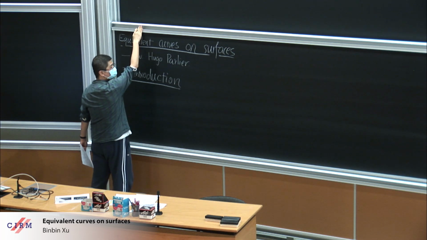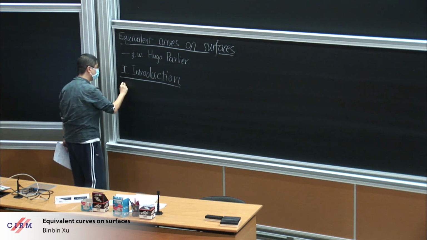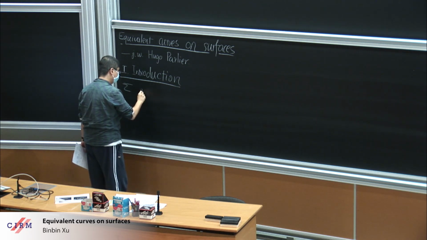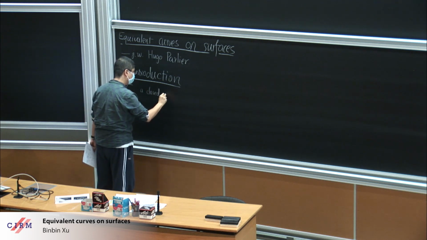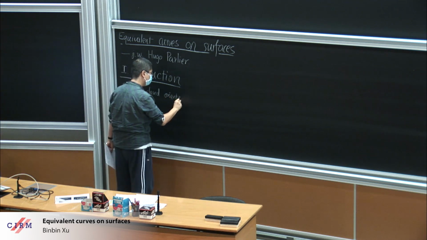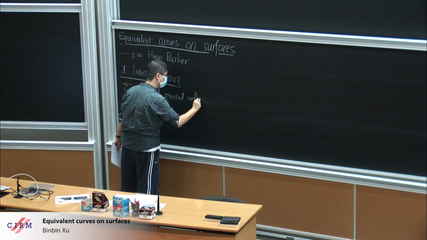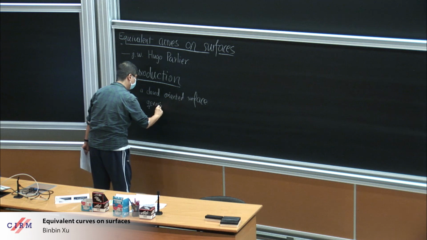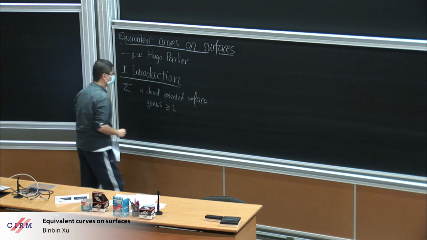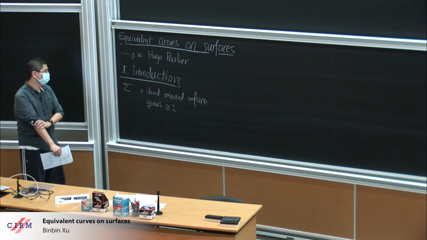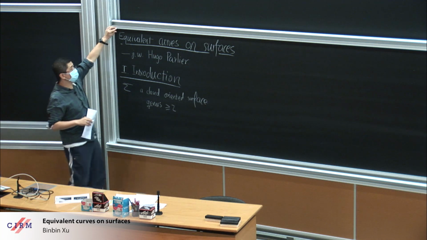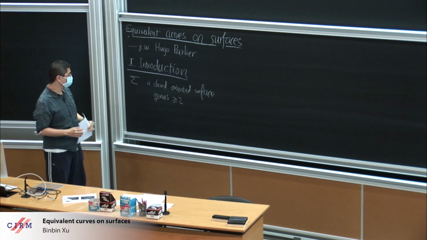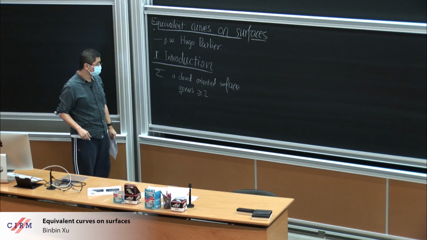For today's talk, I will only consider a surface sigma, which is a closed oriented surface of genus at least 2. Things may also be extended to the surface with boundary case, but this will make something more complicated. So to simplify the situation, I will only consider the closed surface case.